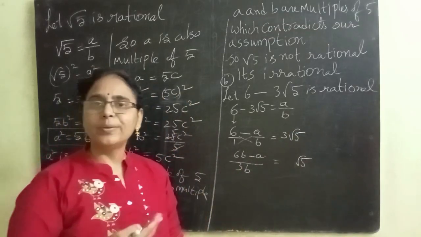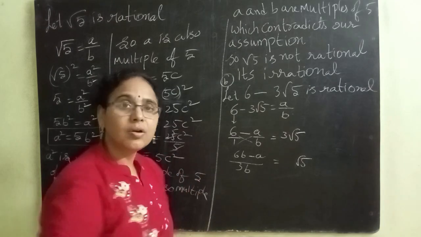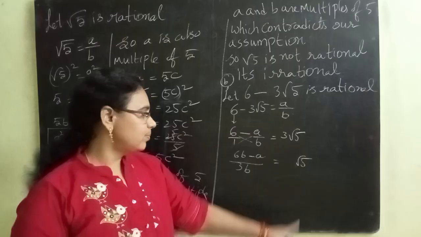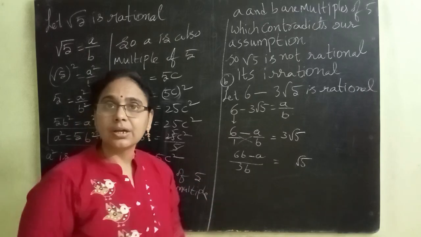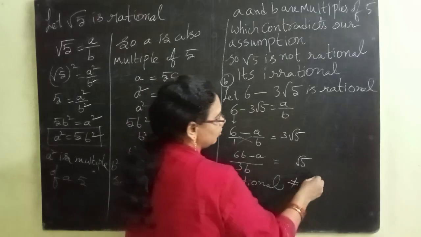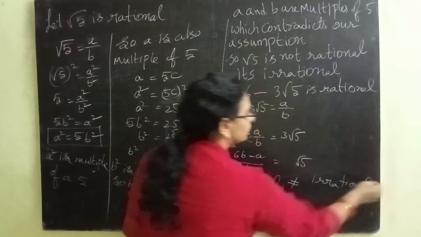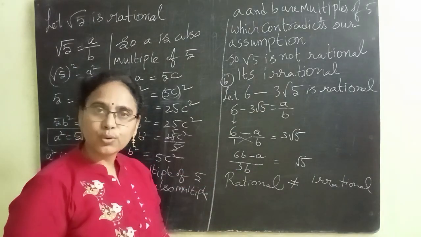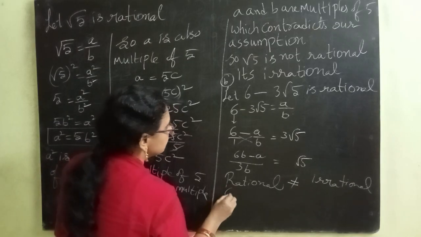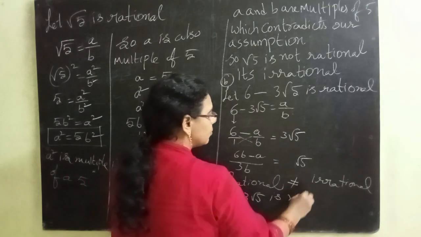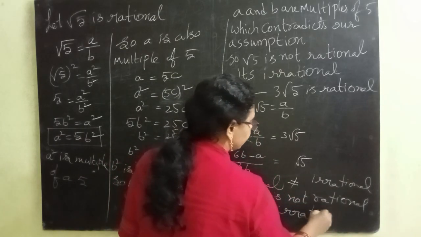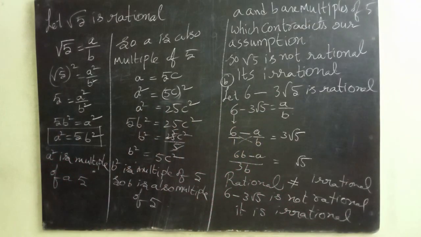Now it is in the form of numerator by denominator. So that means we got a rational number. Here no common factors are there. They are co-primes. But just now we proved root 5 is irrational. But we got rational. Is it possible? No. Here you got rational, but already we proved it's irrational. Root 5 is irrational, just now you proved. But here you got numerator by denominator, which is in the form of P by Q, which contradicts our assumption. 6 minus 3 root 5 is not rational. It is irrational. Did you understand?